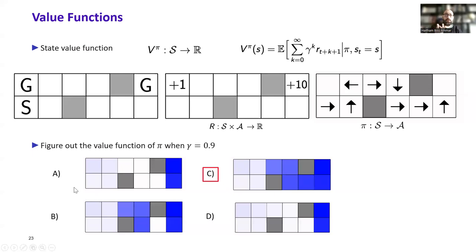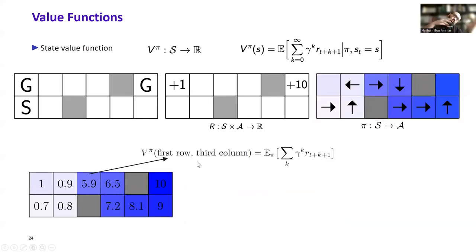So that's the intuition why this would look something like this. That's the intuition why the value function will be colored like this, where you have very blue, blue, a little bit less blue, less blue, less blue, and so on. Of course, this is just intuition, but we can also compute those things.